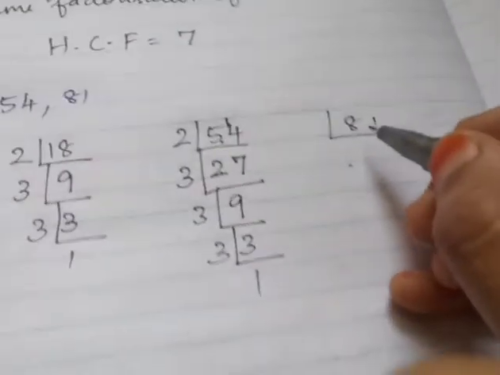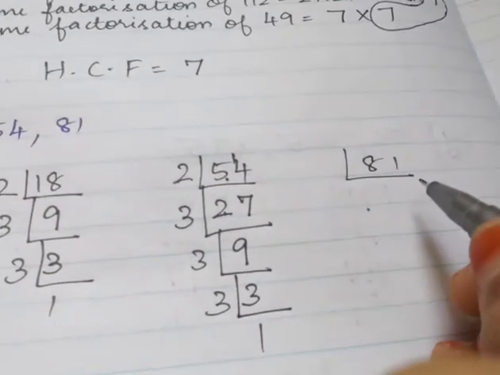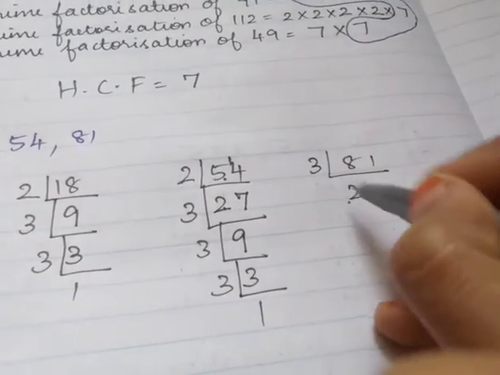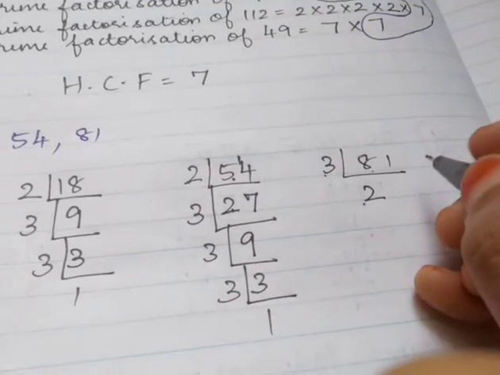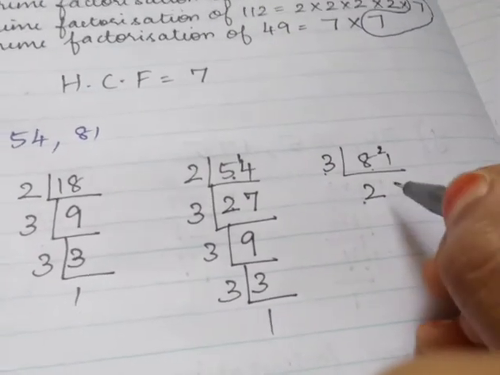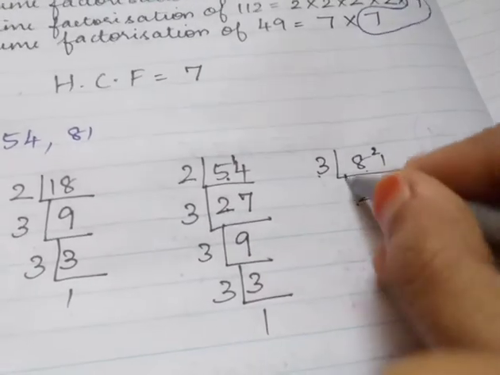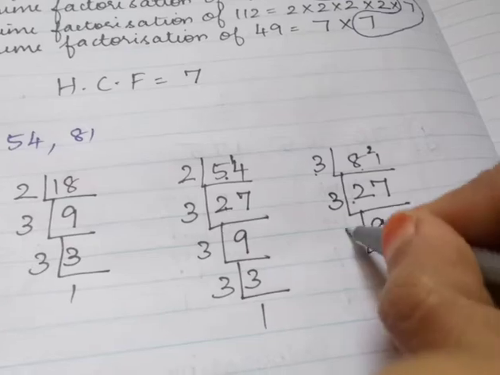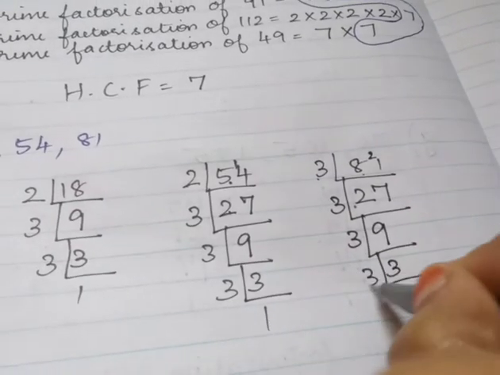Okay. Next. 8 plus 1 is 9. It comes in the third table. 3 2s are 6. 8 minus 6 is 2. 1 will become 21 now. 3 7s are 21. Next. 3 9s are 27. 3 3s are 9.